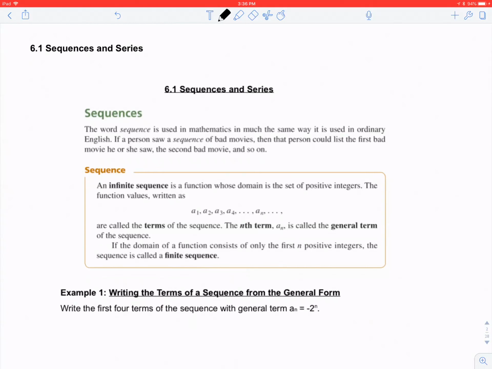So this is section 6.1, sequences and series. The word sequence is used in math in much the same way it's used in ordinary English. If a person saw a sequence of bad movies, then that person could list the first bad movie, then the second bad movie, and so on. An infinite sequence is a function whose domain is the set of positive integers. The function values are written as a1, a2, a3, an, and so on. These are called terms of the sequence. The nth term, a sub n, is called the general term of the sequence. If the domain of a function consists of only the first n positive integers, then the sequence is called a finite sequence.